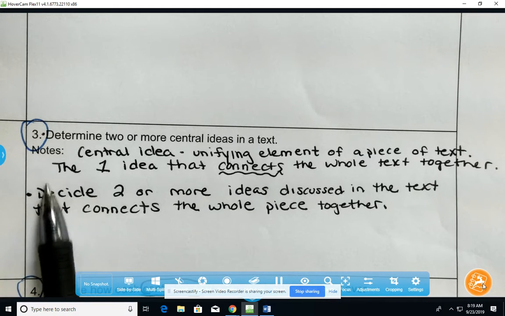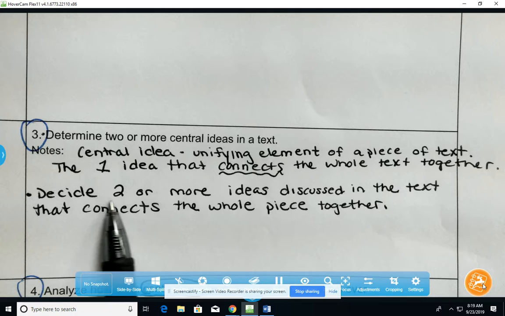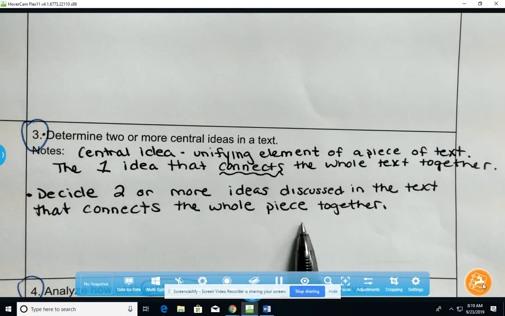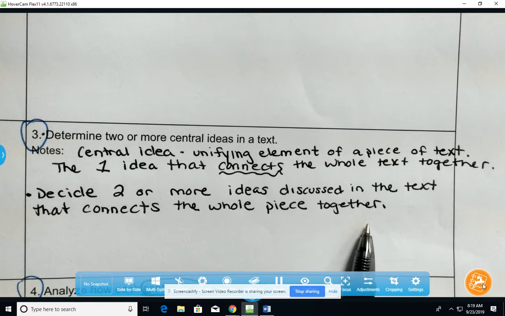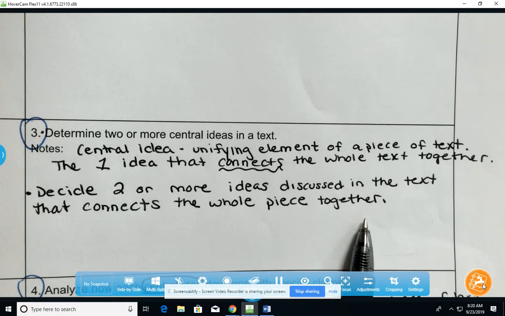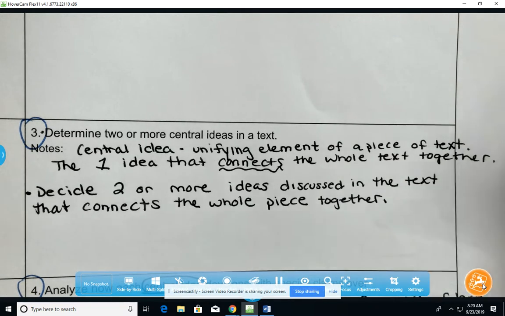So to reword this into more understandable language, this learning target means to decide 2 or more ideas discussed in your text that connects the whole piece together. And as we read phase 1, we are sort of looking for those main big things, those main central ideas of the paragraph as you create those summaries.